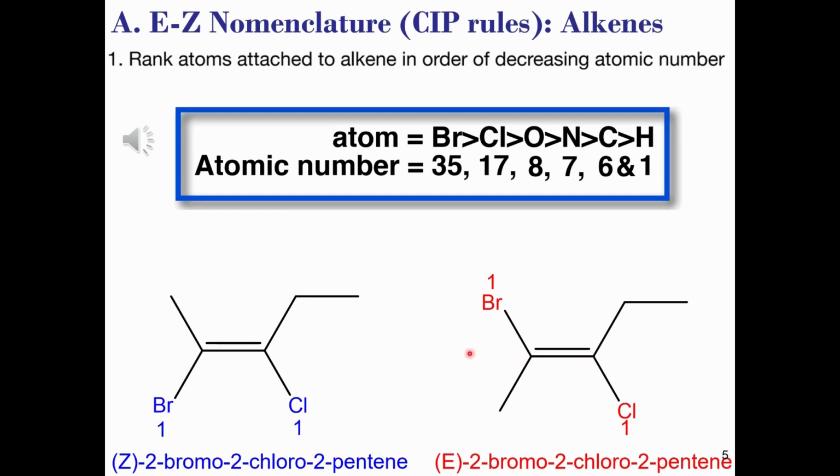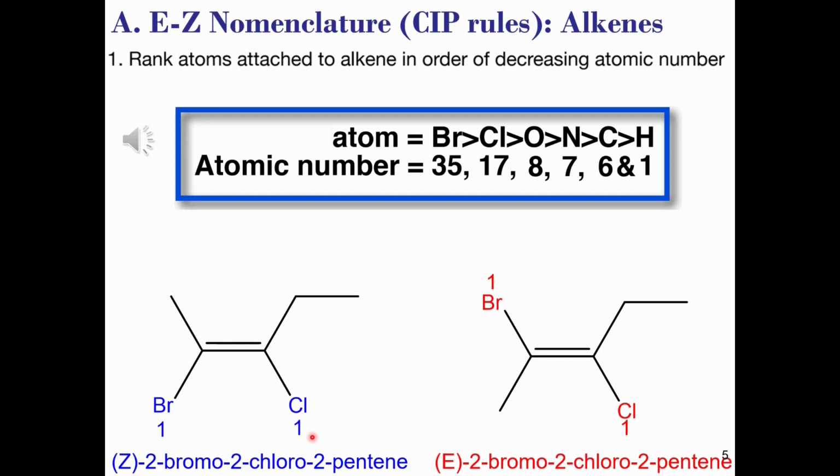The next thing to do is to look directly at the atoms attached to the sp2 hybridized carbon centers, and we look at their atomic numbers. In the first instance, both the bromine and the chlorine are assigned priority 1, and that is because both of these atoms on the bottom side of the alkene have the highest priority. The other two atoms, that's the carbon atoms that are part of the alkyl chain on the top half of this alkene, would both be assigned priority 2.